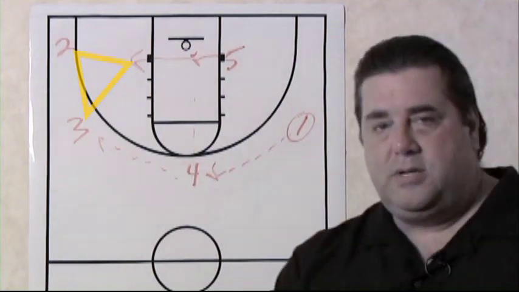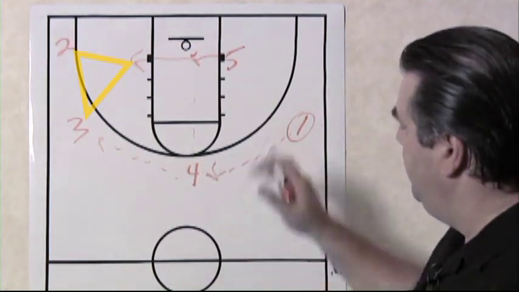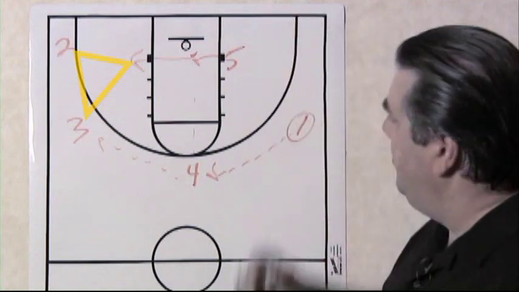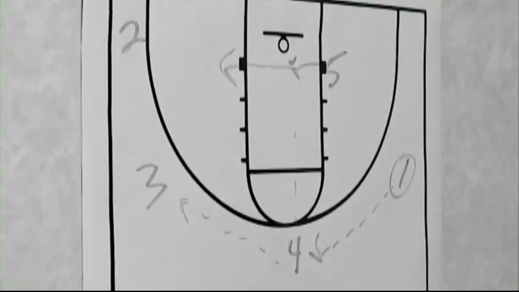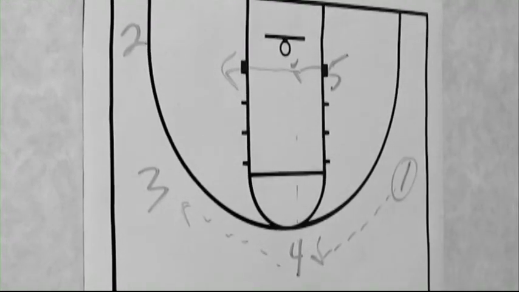4 and 1 now have those several screening options I showed you before. He can screen away for 1. 1 could back screen for 4 for a lob. 1 could fake using the screen from 4 and cut to the basket and look for the pass, and then cut back out to the top.